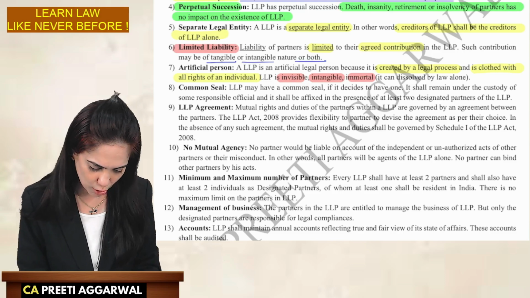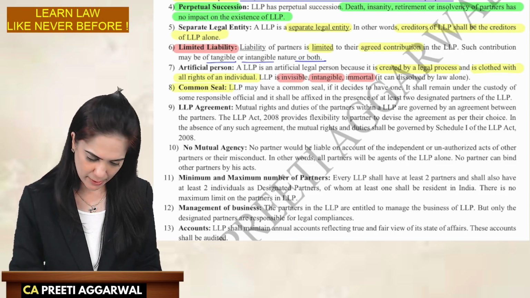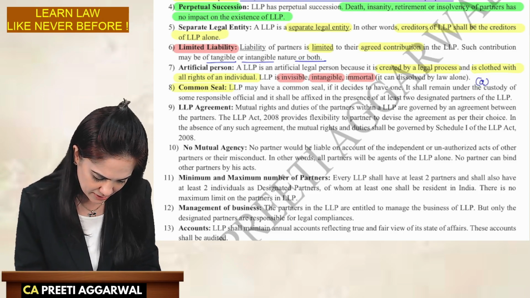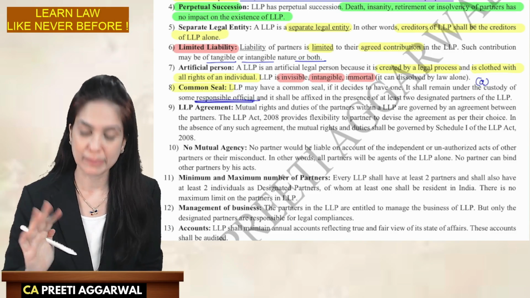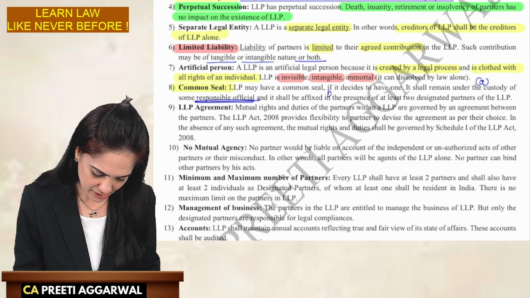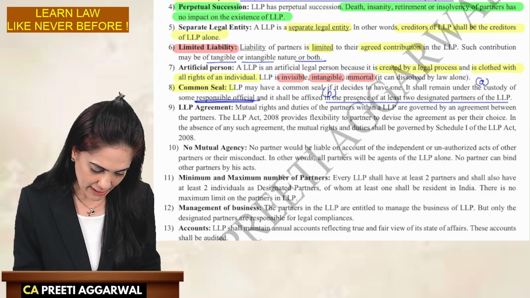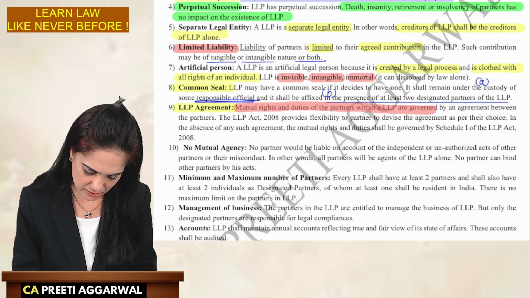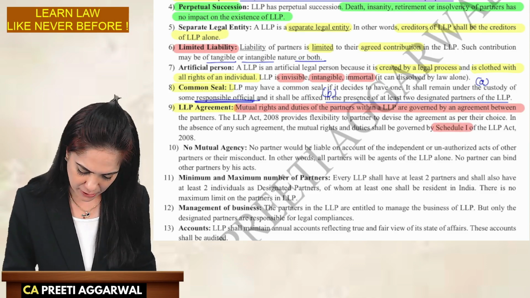It has its own common seal. If you want to have one, then there are two requirements. The first requirement is that it must remain in the custody of some responsible, reliable official, and it can be affixed only in the presence of at least two designated partners. LLP agreement must be in writing. It discloses the mutual rights and duties of partners within LLP. If there is no agreement, then you follow Schedule 1.